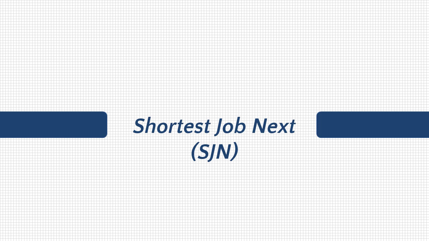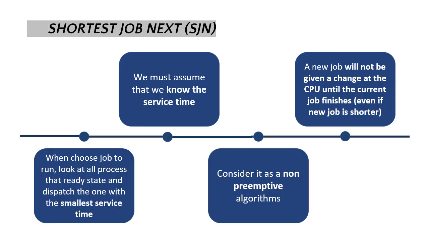Shortest job next, SJN. When choosing a job to run, look at all processes in the ready state and dispatch the one with the smallest service time. We must assume that we know the service time. Consider it a non-preemptive algorithm. A new job will not be given a chance at the CPU until the current job finishes, even if the new job is shorter.